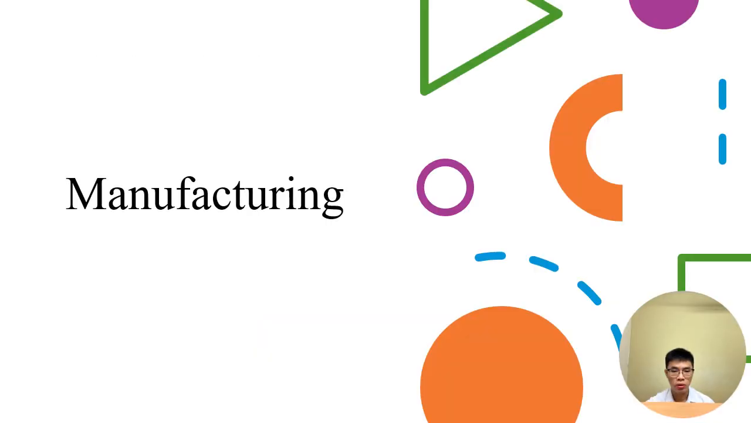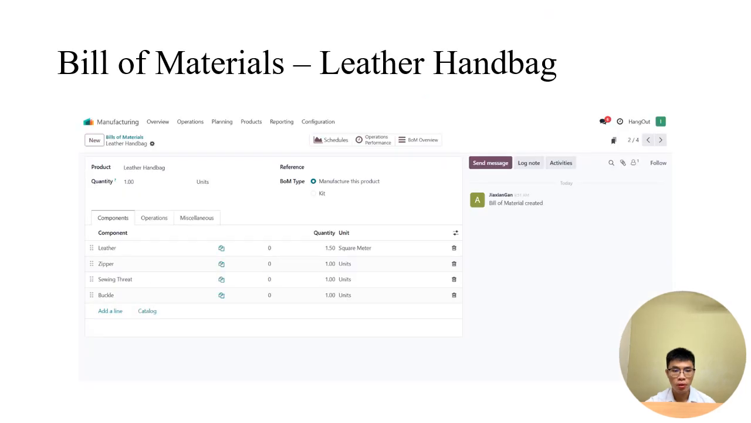Now, the third module is manufacturing. In this slide, it shows the configured bill of materials for the product leather handbag. The materials consist of leather, zipper, sewing thread, and buckle. All of these materials will be acquired through purchasing from vendors.